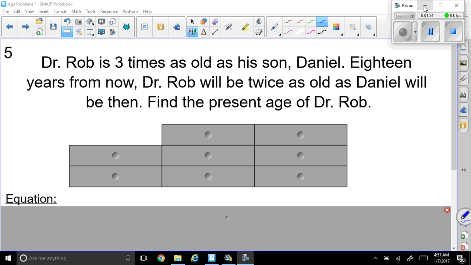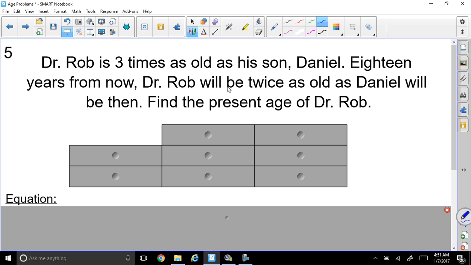Okay, let's find those ages of Daniel and Dr. Rob. So here are the first things we should know. Who are we talking about? We're talking about my son Daniel and myself, Dr. Rob. So we got to get in this column the ages that they are now. So let's see, how do we represent that? It talks about Dr. Rob is 3 times as old as his son Daniel.